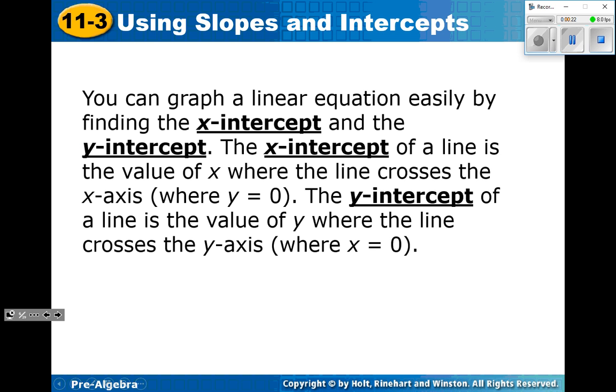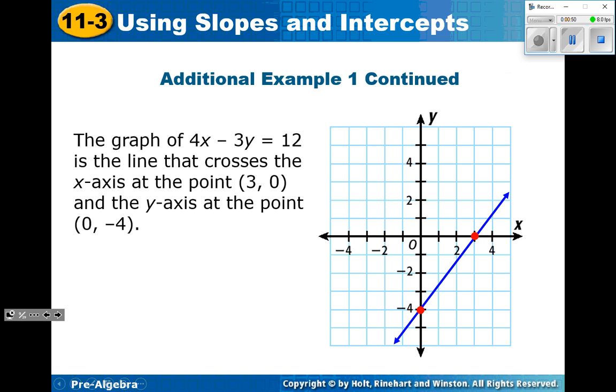You can graph a linear equation easily by finding the x-intercept and the y-intercept. The x-intercept of a line is the value of x where the line crosses the x-axis, and that's where y equals 0. The y-intercept of a line is the value of y where the line crosses the y-axis, and you'll find that x equals 0 there. Now here's what that means.